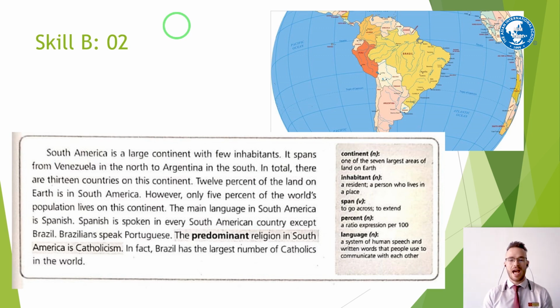Word number 2, inhabitant. A resident or a person who lives in a place. Now, an inhabitant does not necessarily have to be from the country that they are residing in. So, for example, we are all inhabitants of Vietnam. You are Vietnamese, you are native inhabitants. I am a non-native inhabitant.